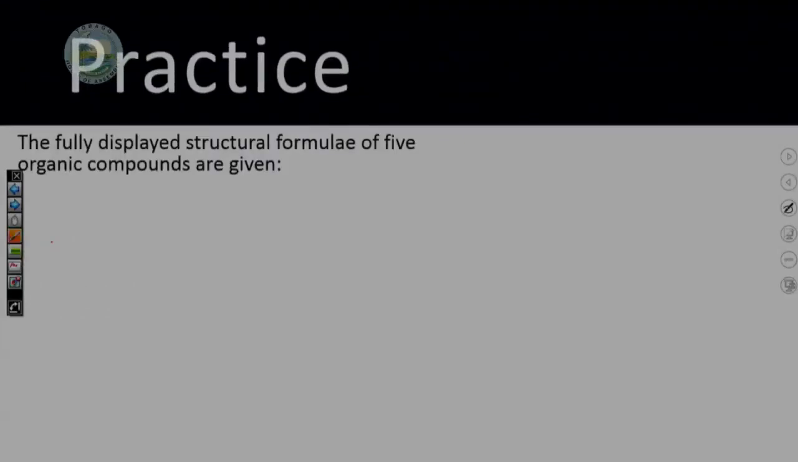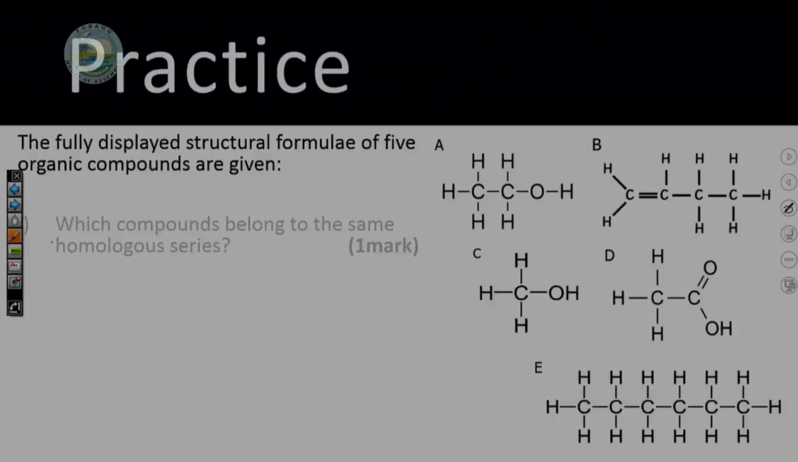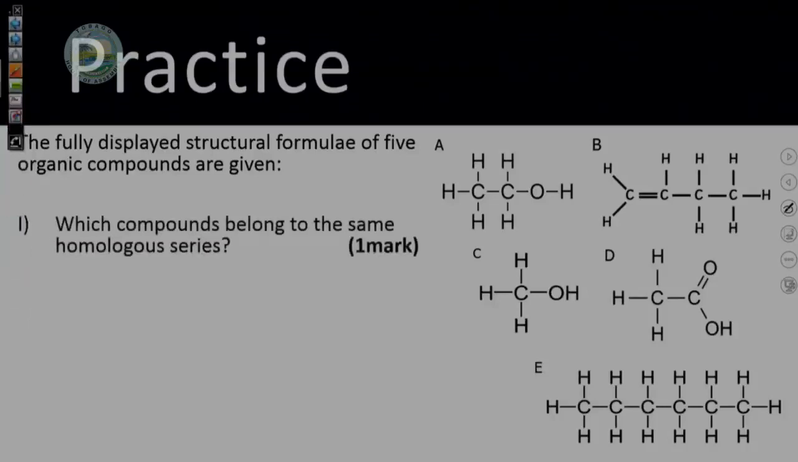The fully displayed structural formula of 5 organic compounds are given. So we're going to look at a little bit of a more structured question. So of 5 compounds, 1, 2, 3, 4, and 5. First question says, which compounds belong to the same homologous series? So there's 1 mark there.